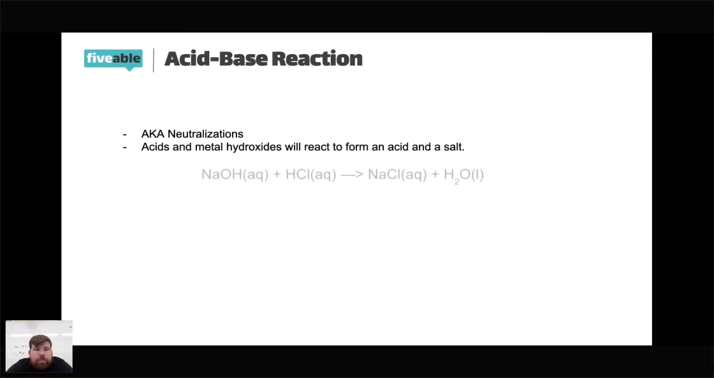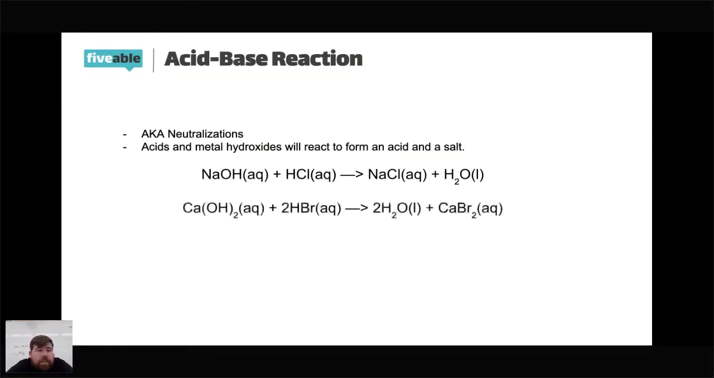There we go. So for example, we could take sodium hydroxide, which is that metal hydroxide, react it with hydrochloric acid, and this will make NaCl, which is table salt, and water. We can also take calcium hydroxide, Ca(OH)2, react it with hydrobromic acid to make water and calcium bromide. Now, I do want to remind everyone that the word salt in chemistry does not refer only to table salt, which is sodium chloride. In this particular example, we have calcium bromide, which is an ionic compound.